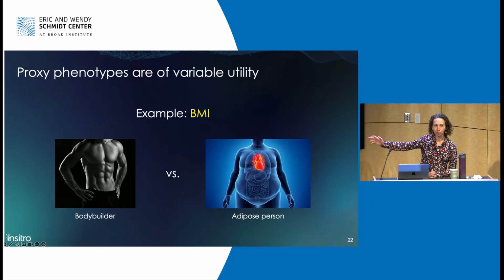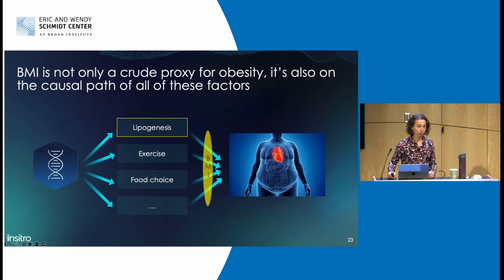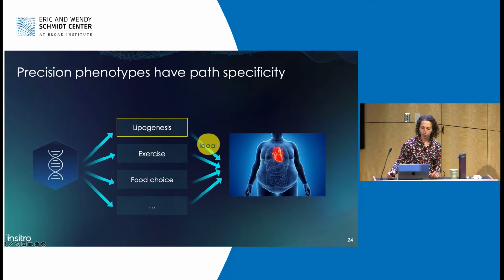So this bodybuilder can have the same BMI as this adipose person. Likewise, BMI is susceptible to all the sources of bias that I just discussed, because there are many heritable factors that also influence BMI. So instead, what we really want to define is a phenotypic trait or a proxy phenotype that has more specificity to the causal path of interest.